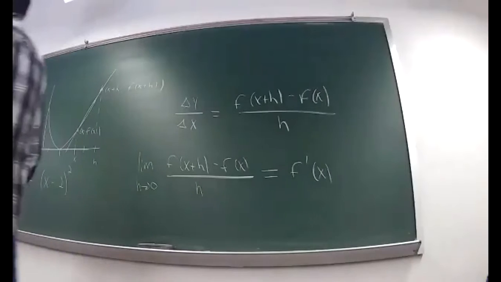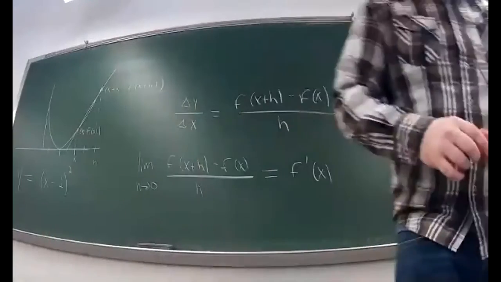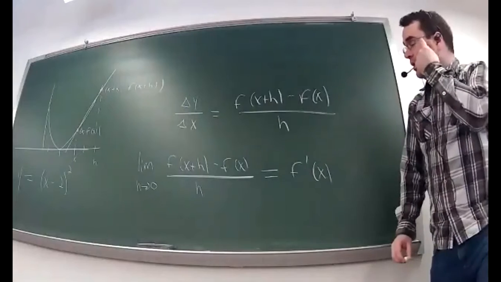I see a little bit of glare on the board. Maybe we can. The lights are on a dimmer. I'll try not to mess with them too much. Okay.